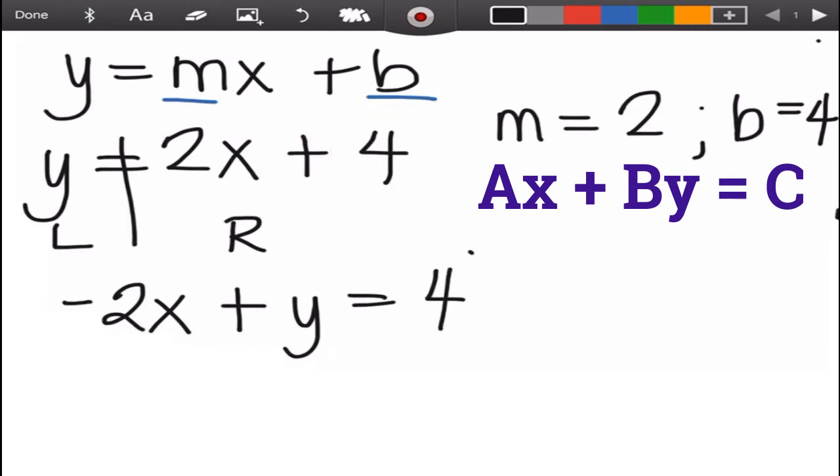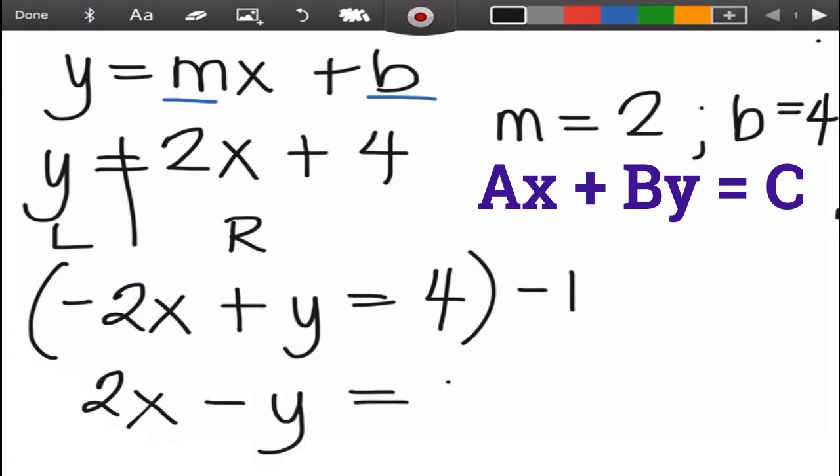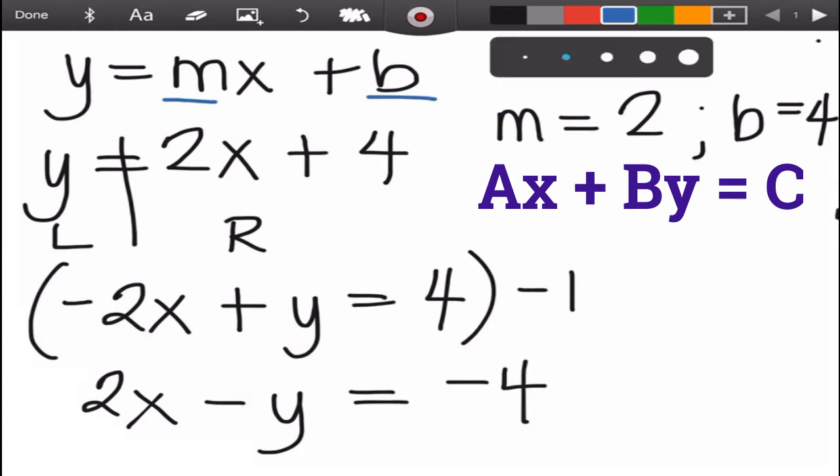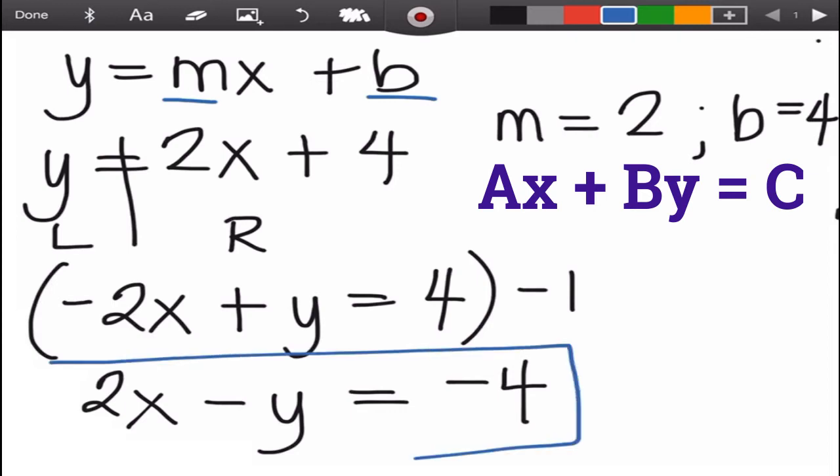The numerical coefficient of x should always be positive. So what we will do is multiply negative 1 to the whole equation. So we have negative 1 times negative 2x, that is positive 2x. Negative 1 times y, that is negative y. And then negative 1 times 4, that is negative 4. So as you can observe, we change all the signs of the terms inside the equation. This is the equation of the line.